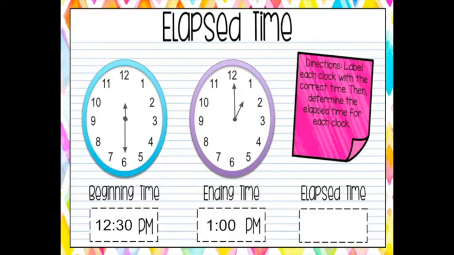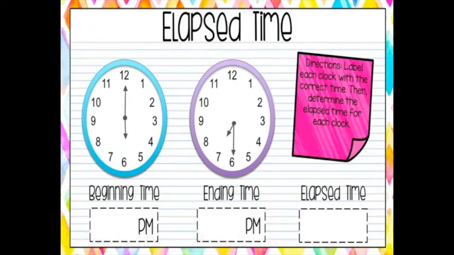So between 12:30 and 1 o'clock, we see that this long hand moves from the 6 up to the 12. So we can count by 5s until we get to 12. 5, 10, 15, 20, 25, 30. So 30 minutes have passed between 12:30 and 1. Good, let's move on. All right, let's move on to the last one.